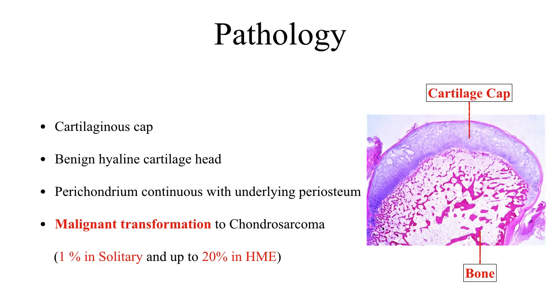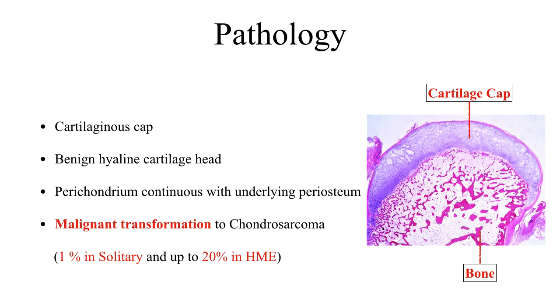So what will be the pathology once you remove the tumor? The pathology is again classical as seen in this picture. The blue color is the cartilaginous cap covered by perichondrium, which is continuous with the periosteum of the bone underneath. There is a cartilaginous head, and the incidence of malignant transformation to chondrosarcoma is 1% in a case of solitary osteochondroma and 20% in a case of hereditary multiple exostosis.